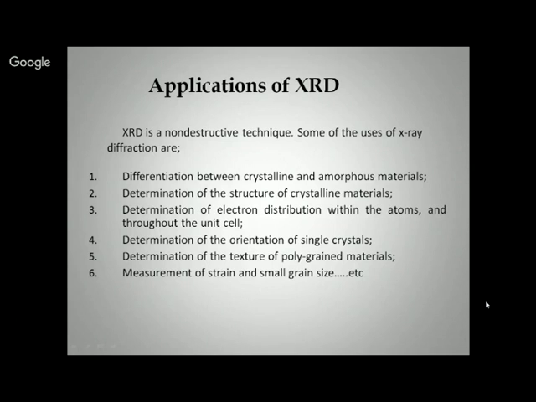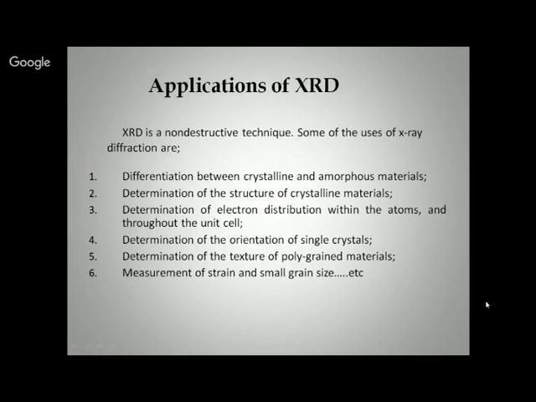Third one is determination of electron distribution within the atoms and throughout the unit cell. This is a very important parameter. You can easily determine the electron distribution within the atoms as well as throughout the unit cell, which will further help you to describe the optical and electrical properties of that material.